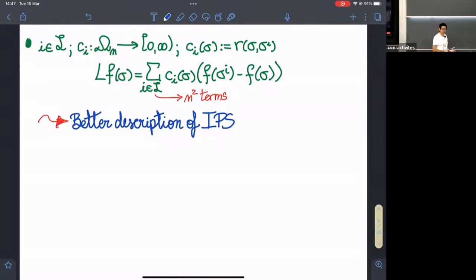And this is a better description because it's more concise. You see, now we really have a sum with n squared terms instead of a sum with 2 to the n terms.